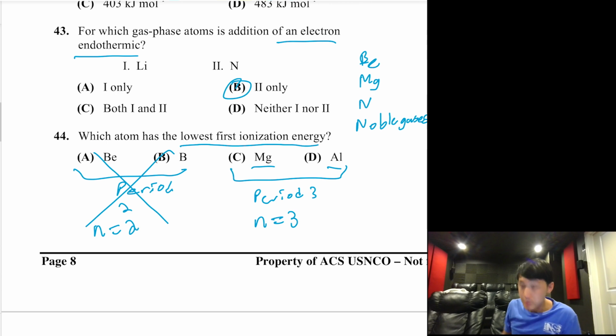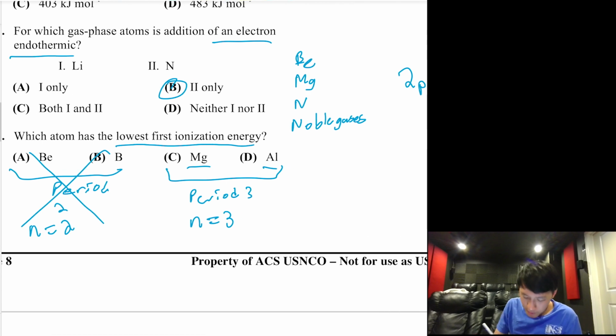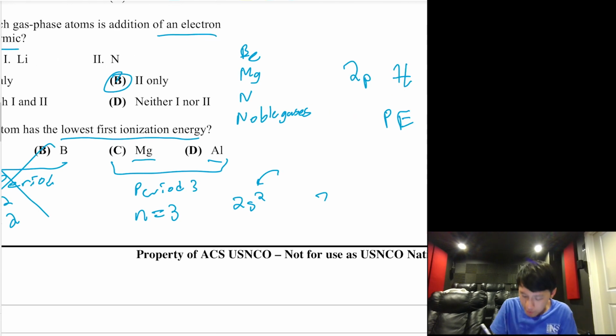Now, between magnesium and aluminum, when you're ionizing from magnesium, you only have the 3s2 electrons to work with. So you need to take out a 3s electron. For aluminum, you have the 3s2 electrons and the 3p1 electron. The 3p electron is going to be higher in energy than the 3s2 electrons of magnesium. Therefore, it's easier to ionize, and aluminum has the lowest ionization energy.